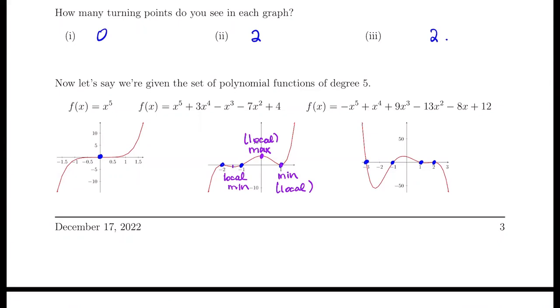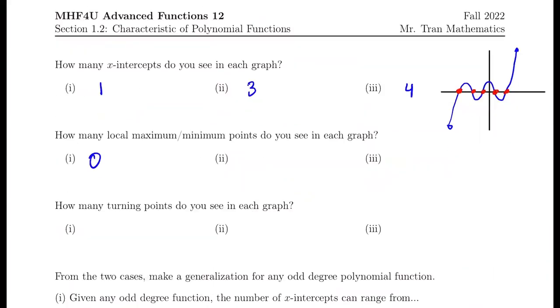So in total, actually one more. There's also this point over here, because it's crossing the x-axis or touching the x-axis, but then going back down. So that would also be counted as a local minimum. Or max, actually, sorry. So in total, we would see that we have 4 locals here. So we would write 4.